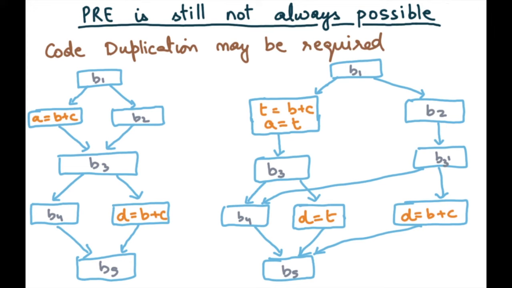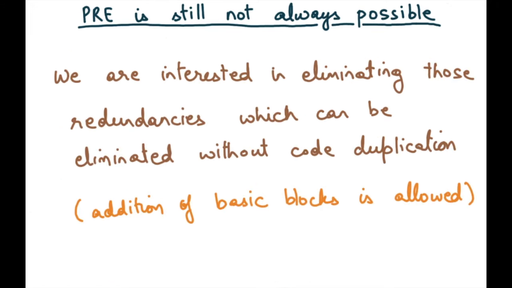We are not interested in our particular algorithm in duplicating code because, as I said, duplication can quickly become exponential in nature and can have detrimental effects both to code size and to performance. And in our work, we are interested in eliminating only those redundancies which can be eliminated without code duplication. All right? We are not interested in code duplication, but without changing the control flow graph structure by much.